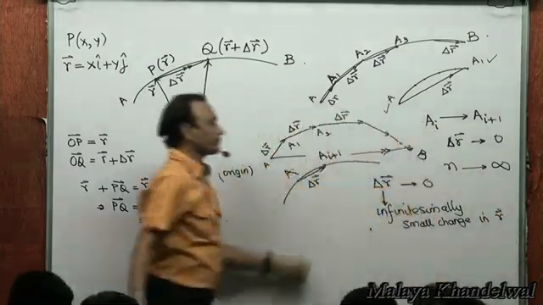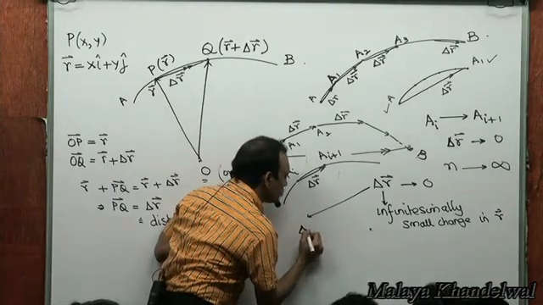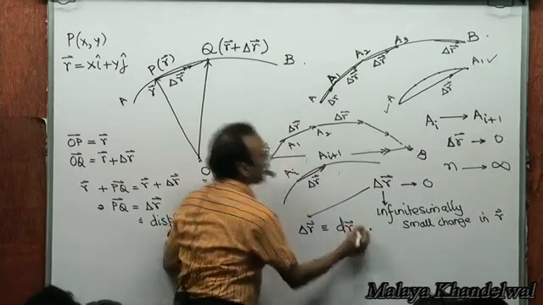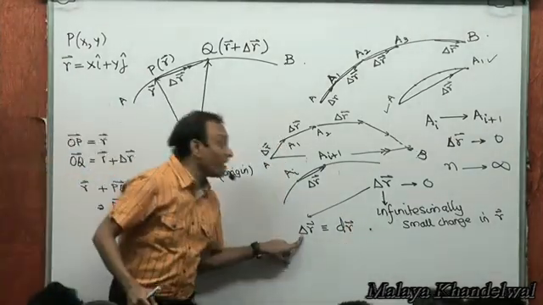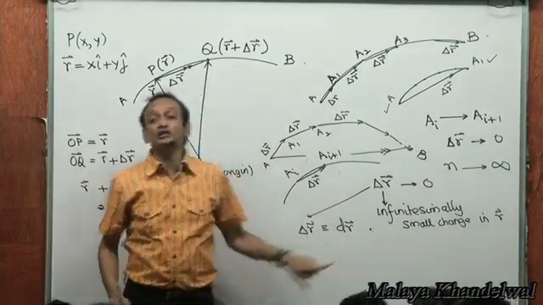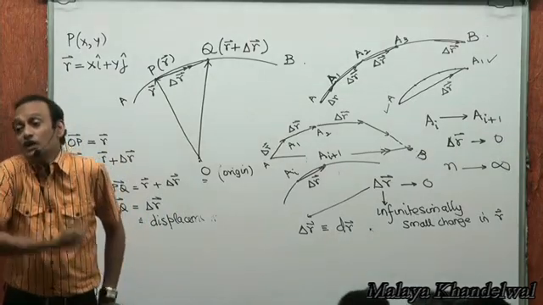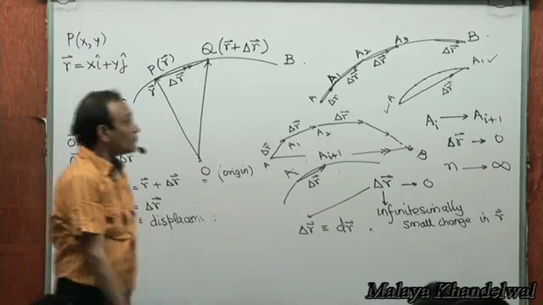In r. And such a change in r, as delta r tends to 0, is designated as dr. Delta is a finite change. D of r is an infinitesimally small change. You know what I'm saying?